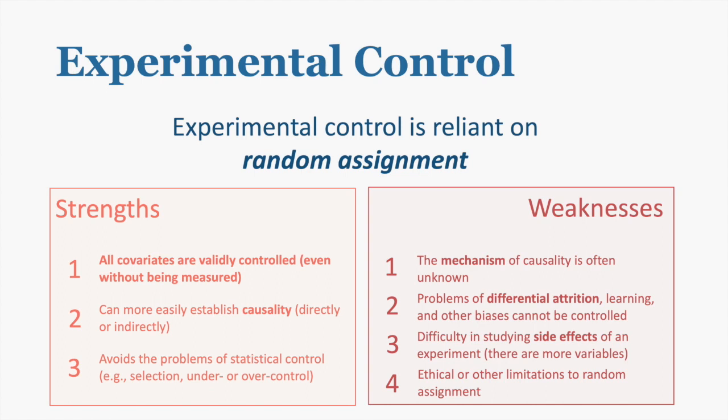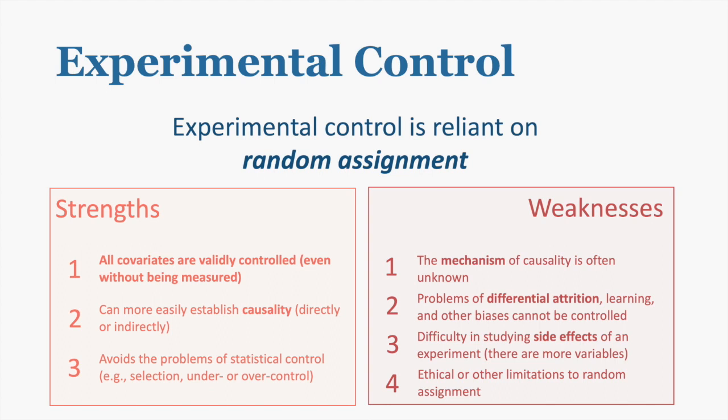The second, you can more easily establish causality. You've probably seen this in your work. If you do an experiment, you're more likely to be able to talk about causal relationships. It also avoids the problems of statistical control, for example, selection or under or over control. We'll talk about that.